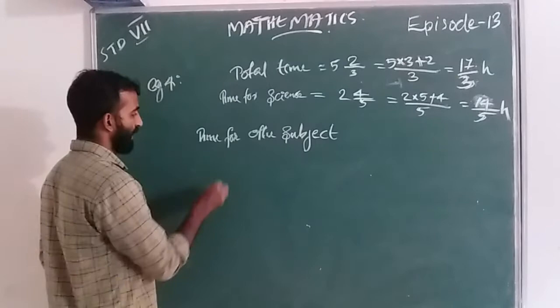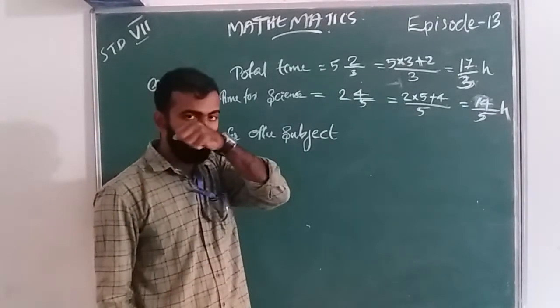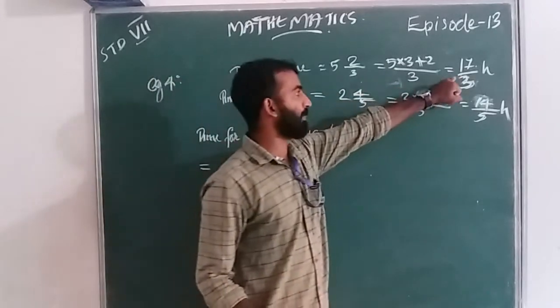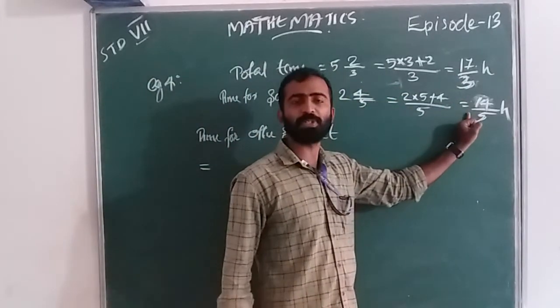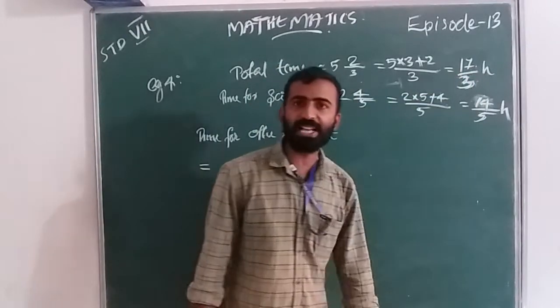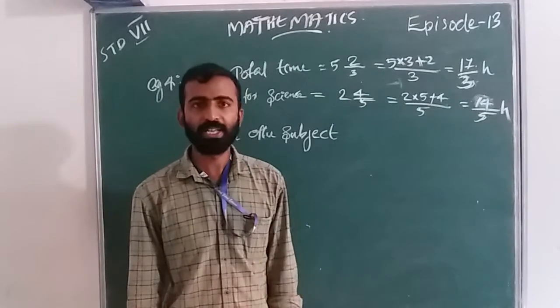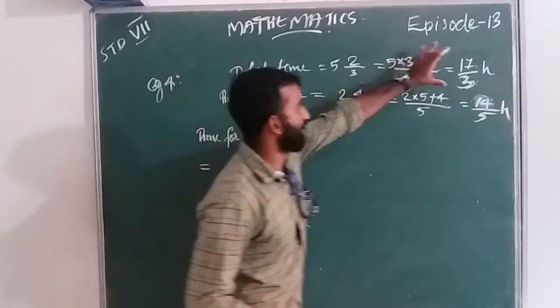Subject equal to what we can write. This is the total time, and this time is used for science subject. Then we take the difference, then we get the answer. This is the total time.